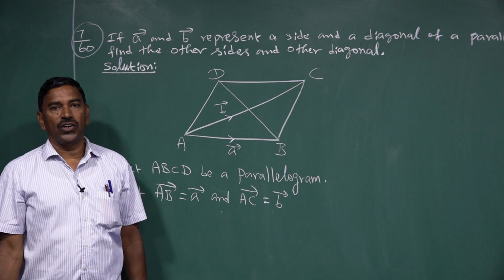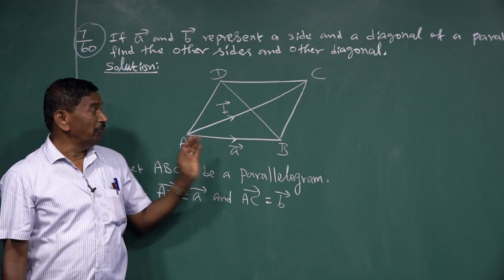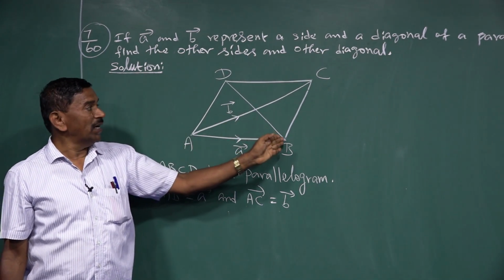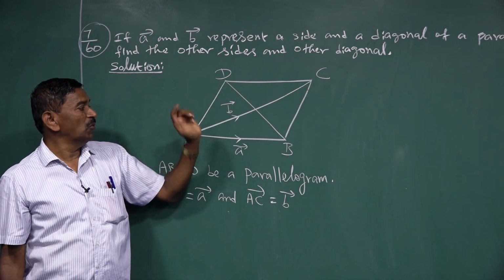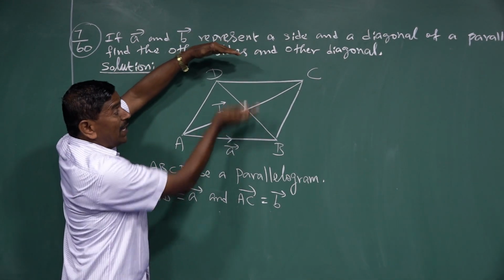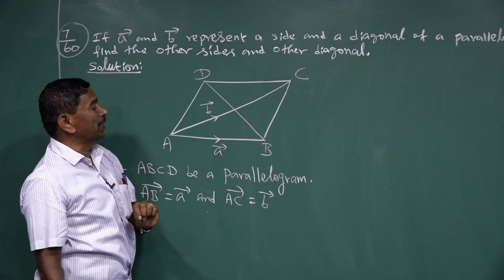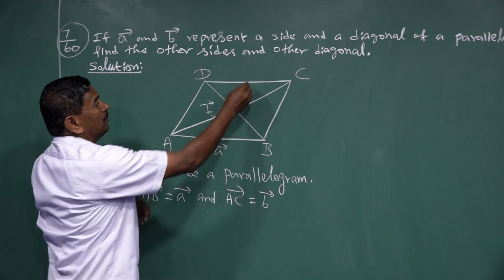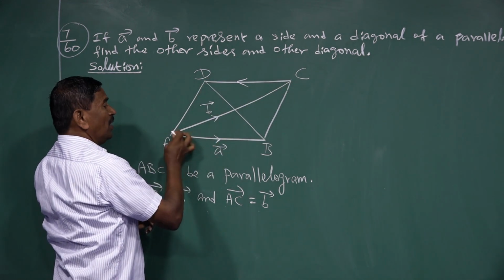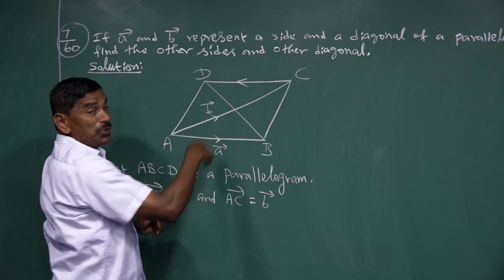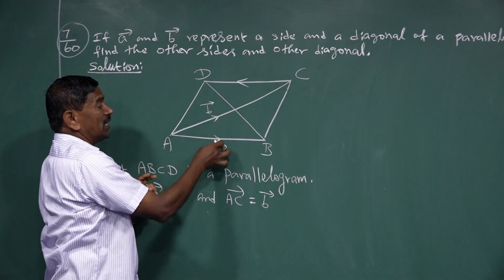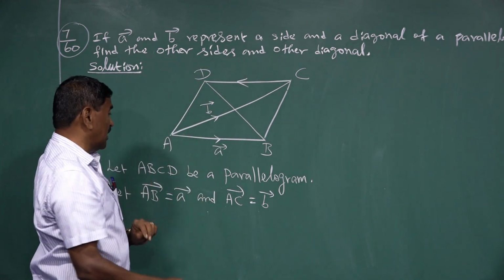To find: can you tell me what we have to find? Yes, we have to find vector BC, vector CD, vector DA, and vector BD. Given is a parallelogram. In a parallelogram, opposite sides are parallel and equal. So using that property, we first want to find vector CD. Vectors CD and AB are parallel but opposite in direction, so vector CD is equal to minus vector AB, equal in magnitude but opposite in direction.